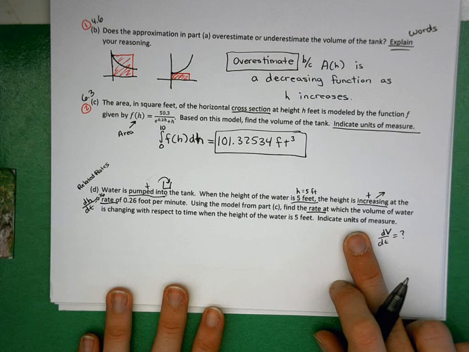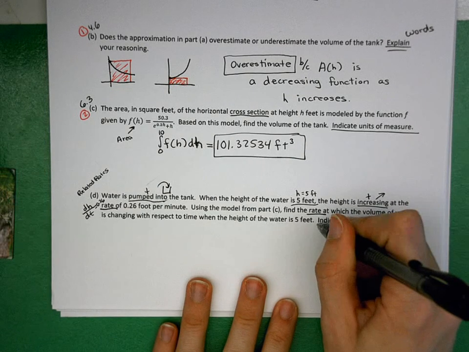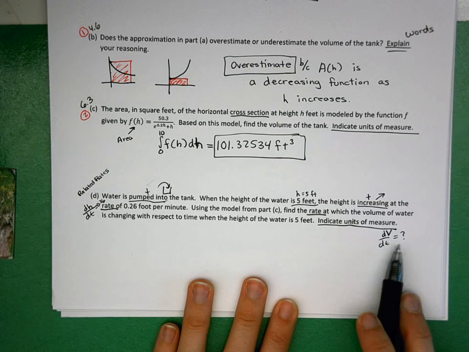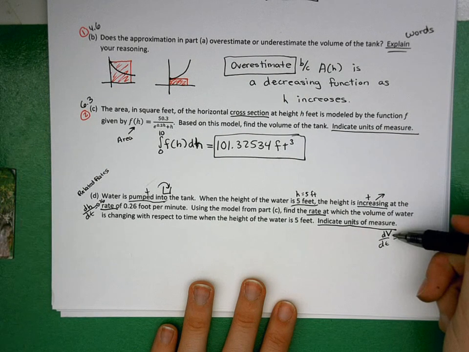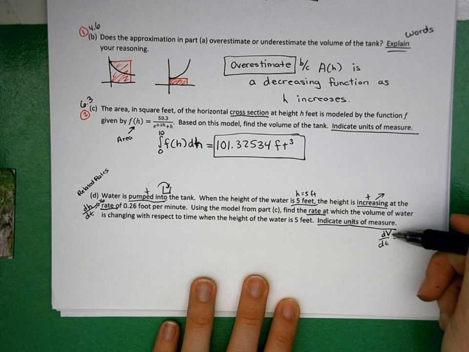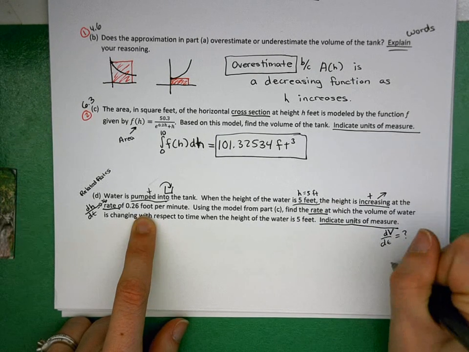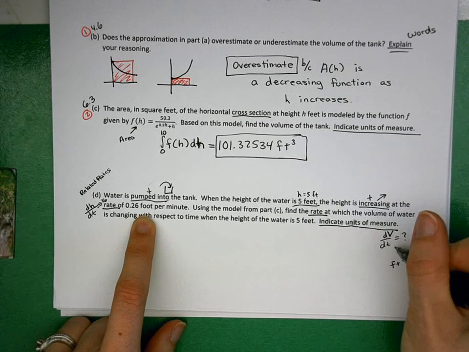Okay? So like I said, this one in my opinion is the trickiest, but here's the point that I want us to have made sure we snagged at the end of this problem. Indicate units of measure. I'm finding dV/dt, volume over time. Okay, so what would volume's units be? Okay, we've written this one a couple of times. Volume's units would be feet cubed. And time's units? Time's units would be minute.